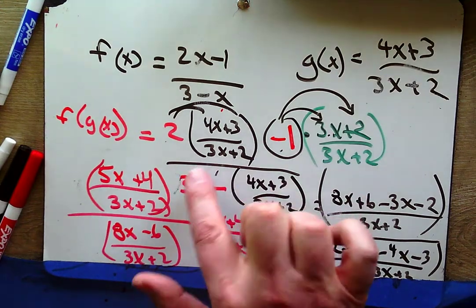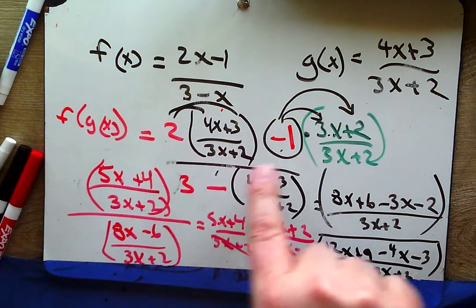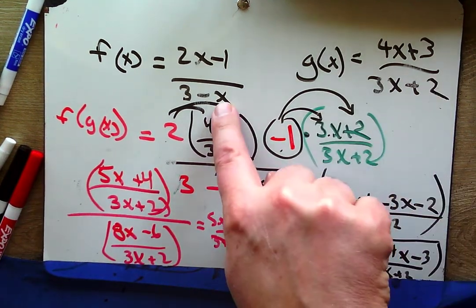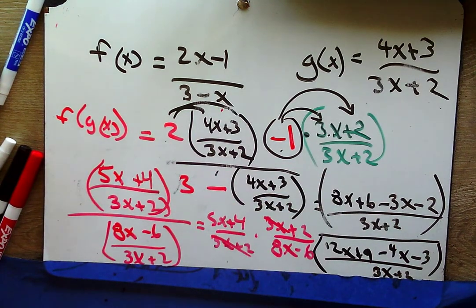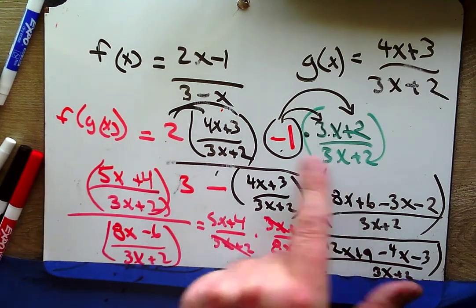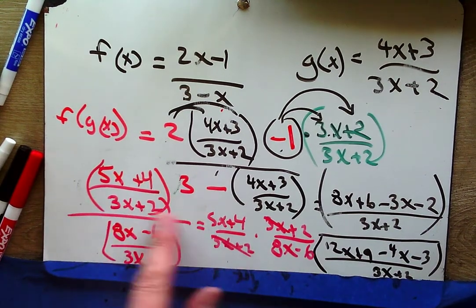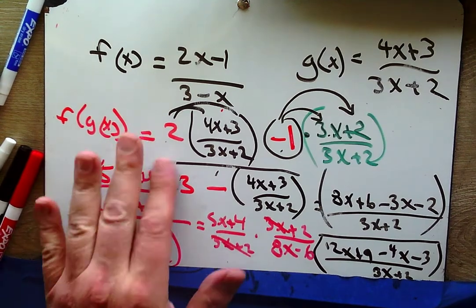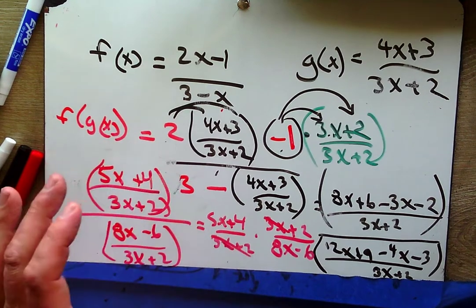So let's just confirm. We took this and plugged it in there. And then on the bottom, we took this and plugged it in there. No copy errors there. We then made a common denominator on the top. We remembered to distribute. And here we made a common denominator on the bottom by multiplying over here by 3x plus 2 over 3x plus 2.